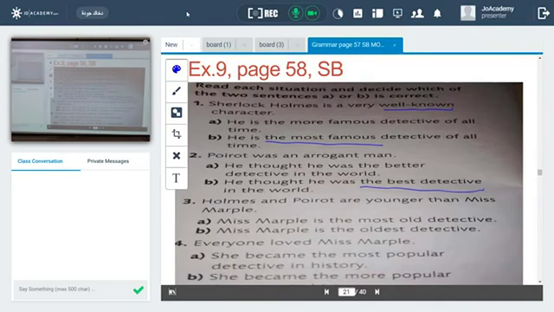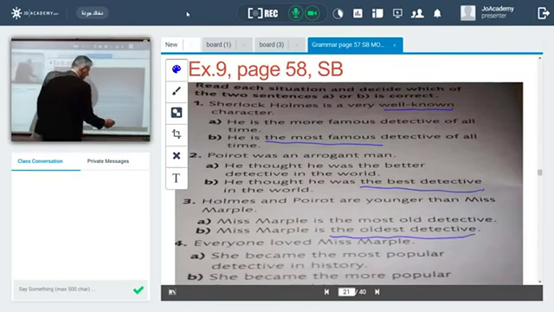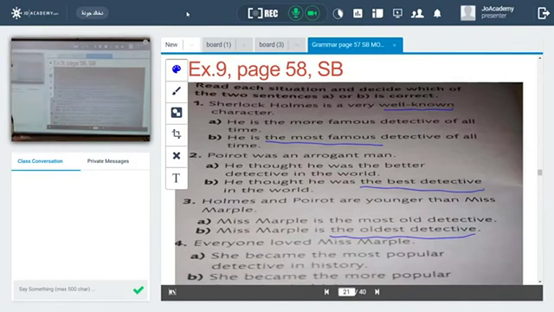Okay, number 3, Holmes and Perrot are younger than Miss Marple. Both of them are younger than Miss Marple. Miss Marple is the most old detective, or Miss Marple is the oldest detective. What do we use? The most old, or the oldest? Of course, we'll use the oldest. She is the oldest detective. She is the oldest. We don't say the most old. Okay.